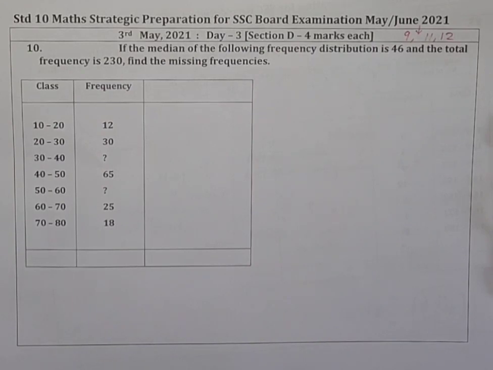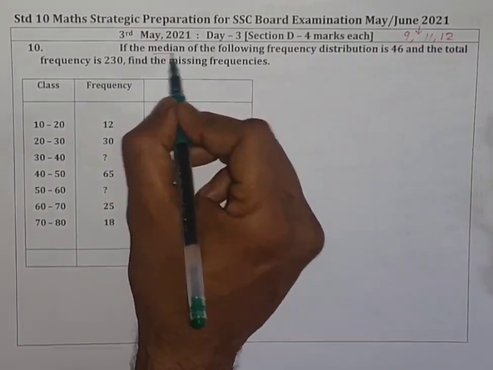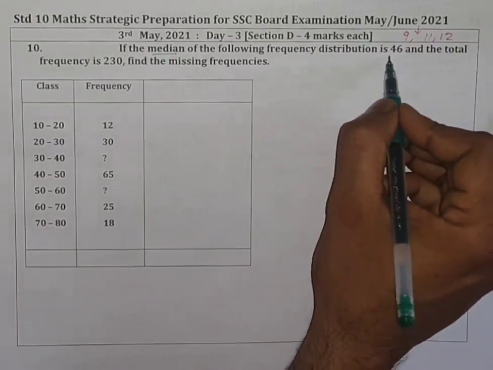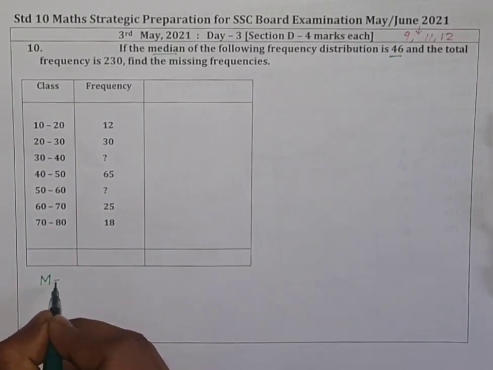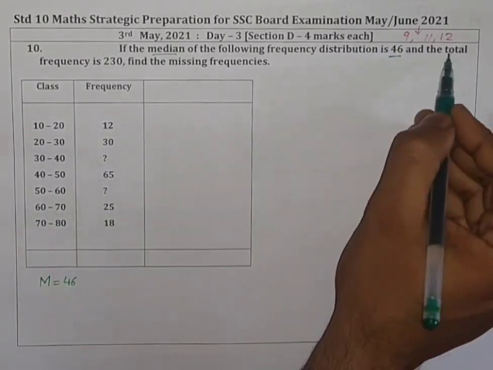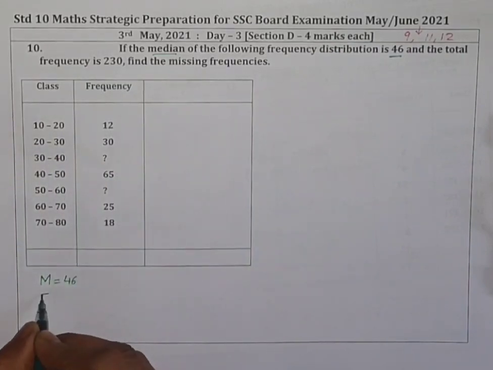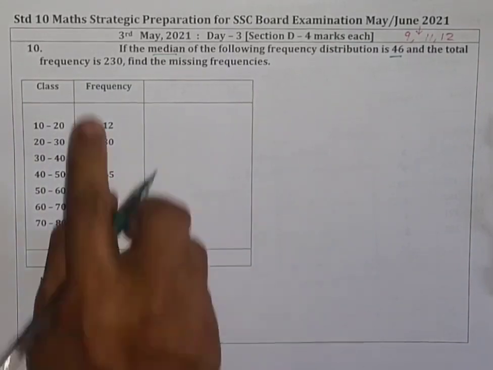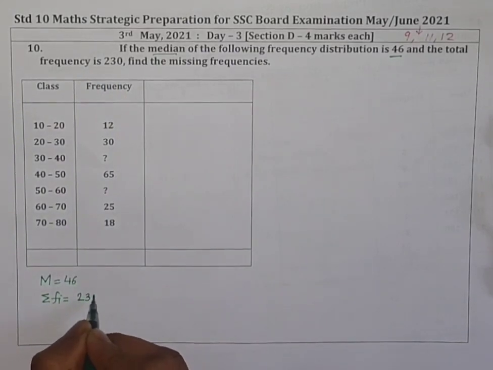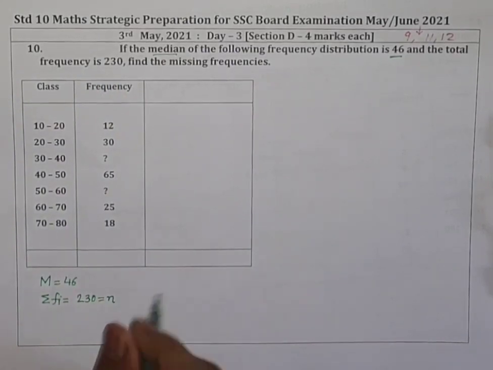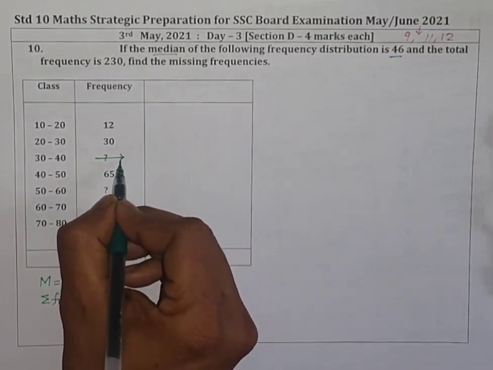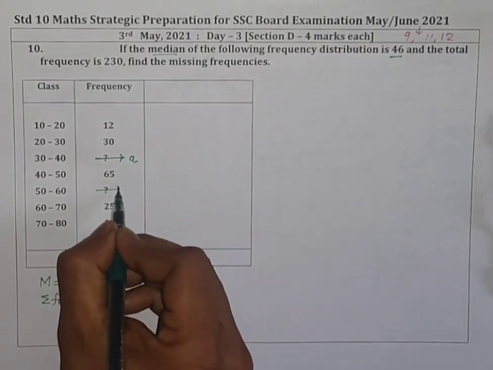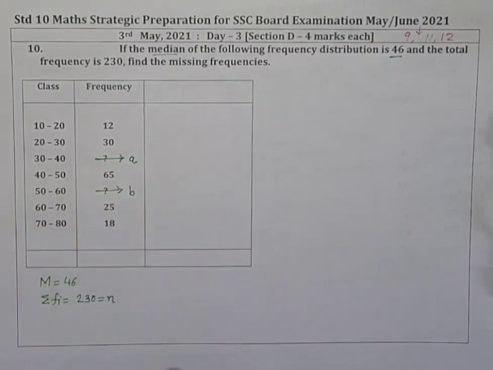Let's see. If the median of the following frequency distribution is 46. Median is given, so I'm writing that. Median is 46, and the total frequency, that is sigma Fi, is 230, and that is equal to n. Find the missing frequencies. Your question mark is put, so you may write small a and small b. You know the importance of this arrow, children.